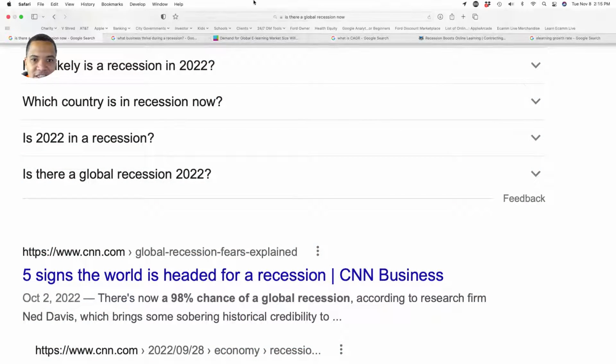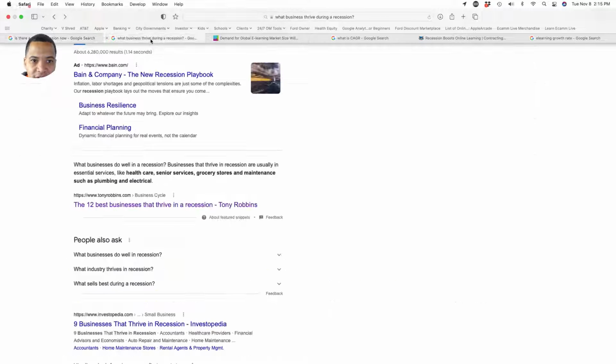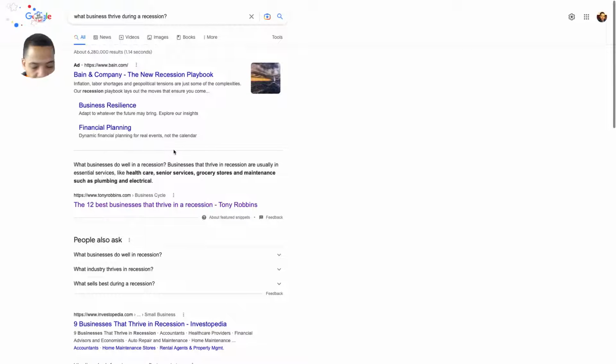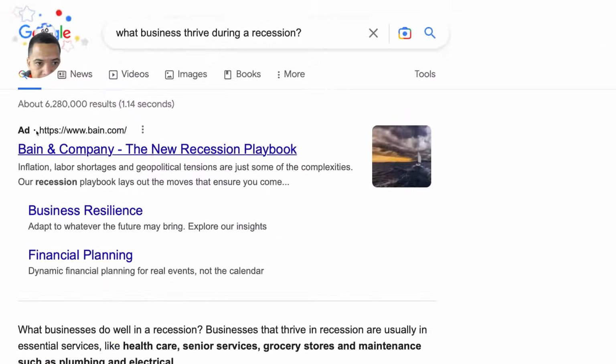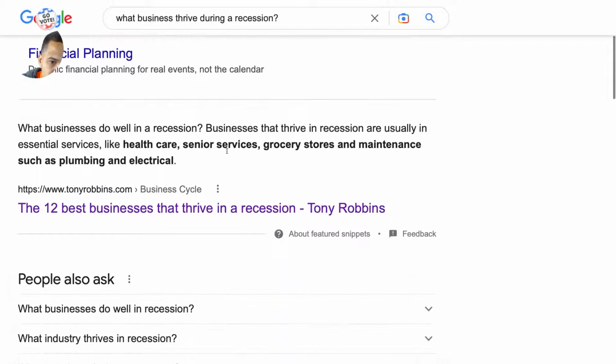Okay, so let's look at what we have here. Let's go to Google once again. All right, you guys can't see this. Let me blow this up one more time. I switch pages. All right. So what businesses thrive during a recession? Okay, what do we have here? And we got some ads. Can't trust people advertising, because they want you to buy something.